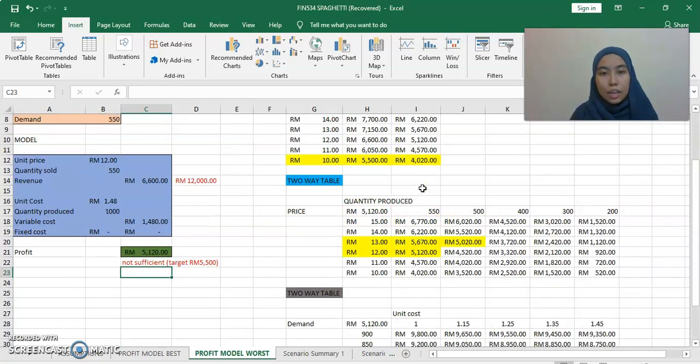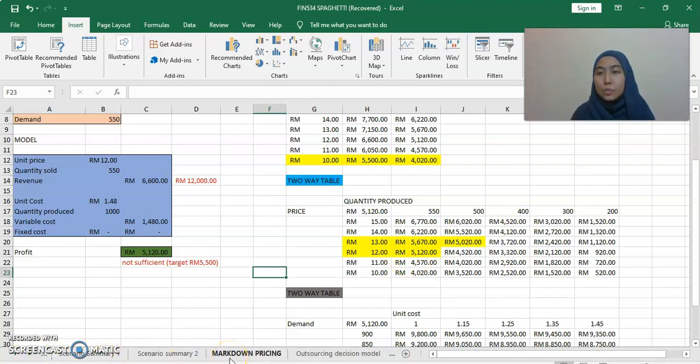So I need to make another scenario from two-way tables, where I change the price and the quantity produced. I need to produce at least 550 units instead of 500, at a price of 13 ringgit, to achieve my profit. So I can get 5,670 ringgit or 5,020 ringgit. It is 550 units only, not 500, because my target is 5,500.